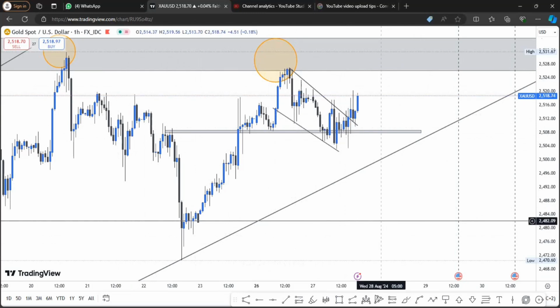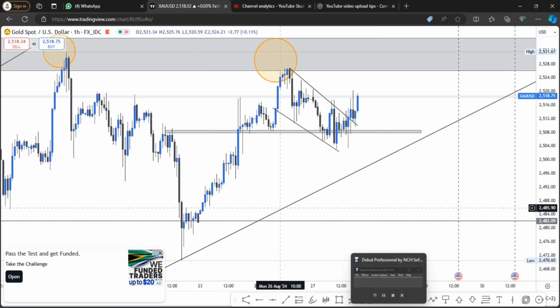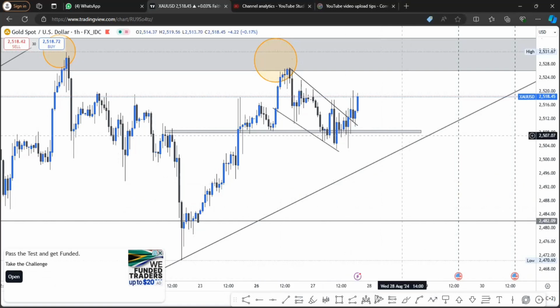Then from there we can move to the 30 minutes time frame so that we can see what's happening on that 30 minutes time frame.